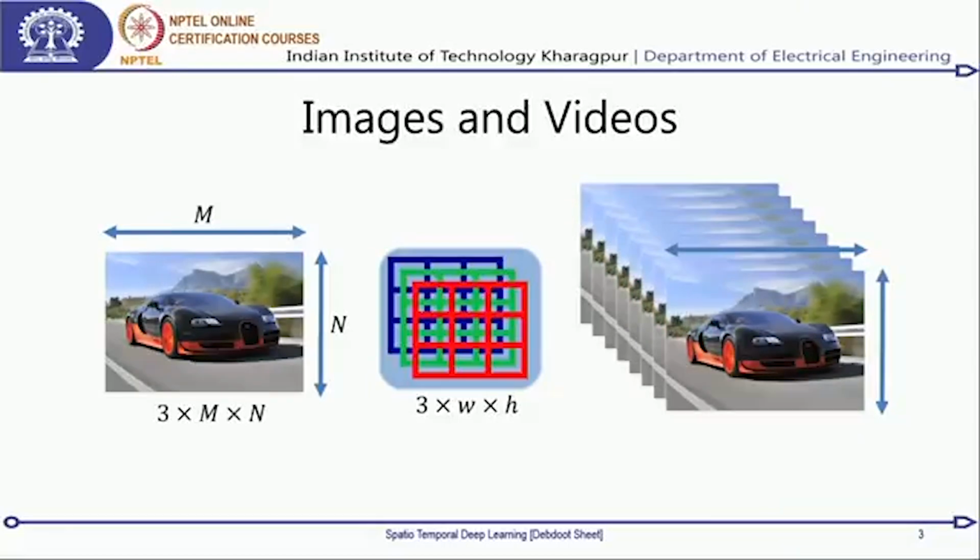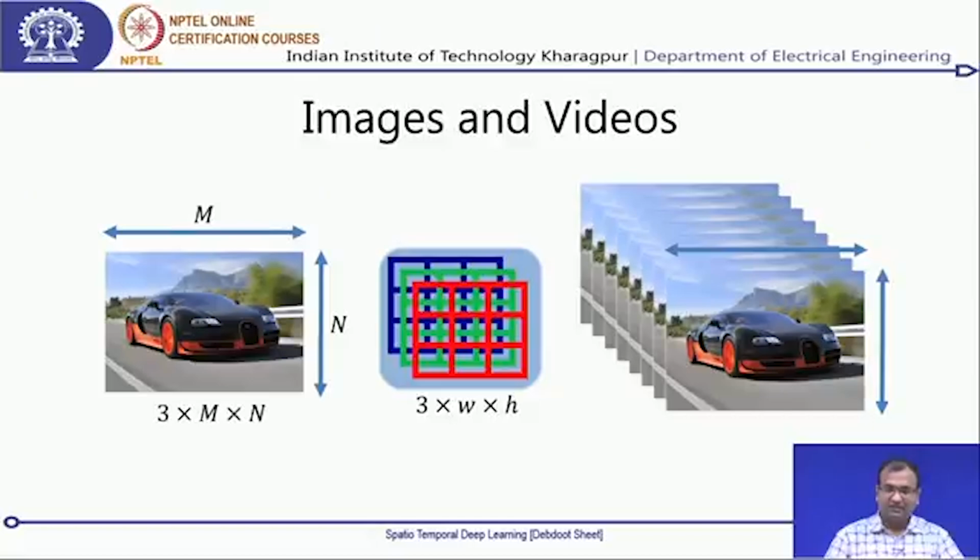But then in case of a video, what happens is that your frame dimension is still m cross n, but then you also have another component of time over there, and each frame is a 3 cross m cross n. So, your resultant is t cross 3 cross m cross n.